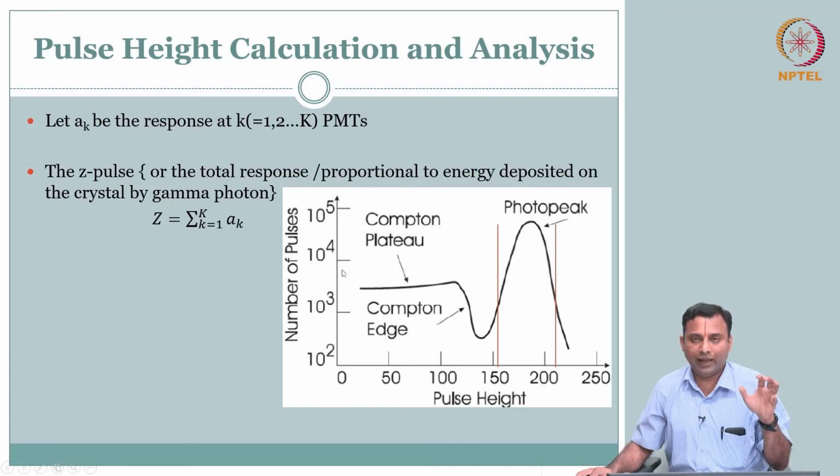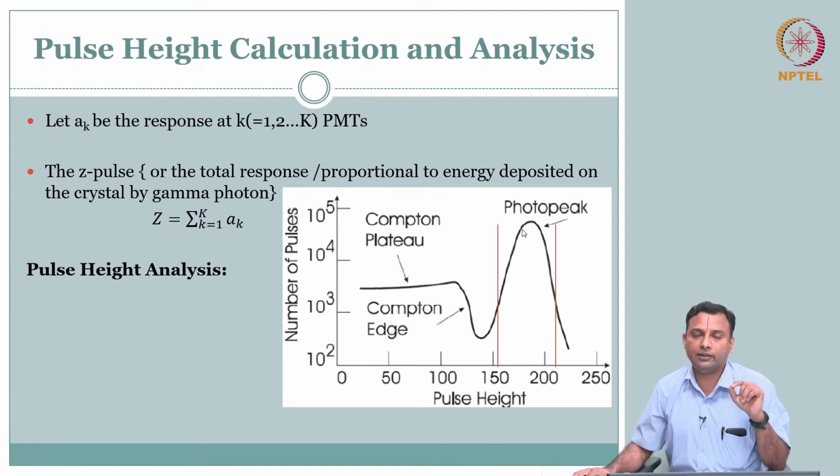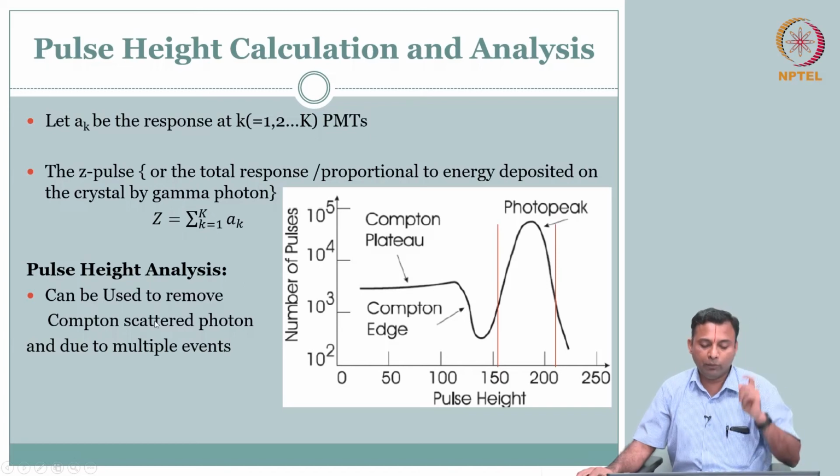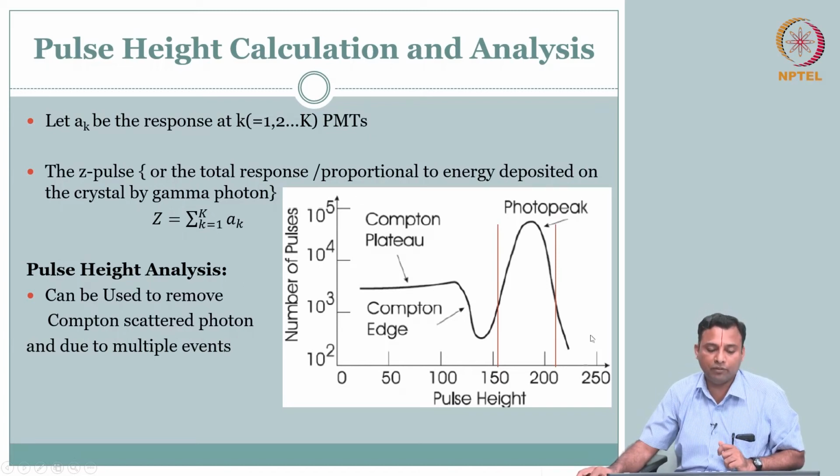So you collect all the signal and do this Z analysis, what we call pulse height analysis, and then we figure out which scintillation is produced because of the signal, that is the gamma, not the Compton scattered one, and which is not. So it can be used to remove Compton scattered photons. With Compton scattering we know the energy is less, so the left side is fine. What is this greater side?